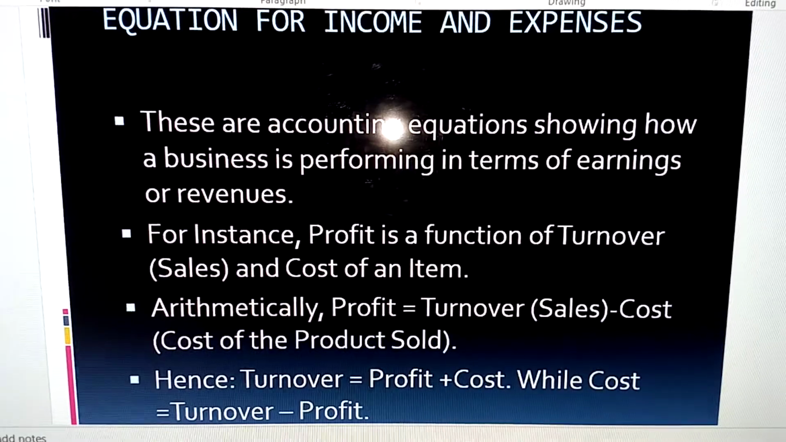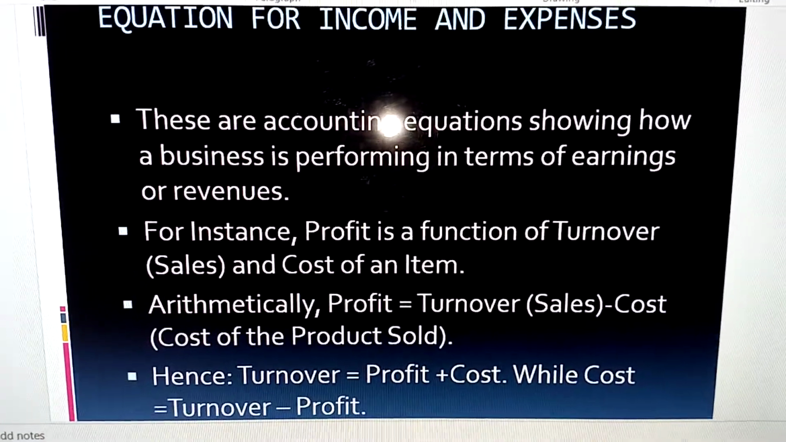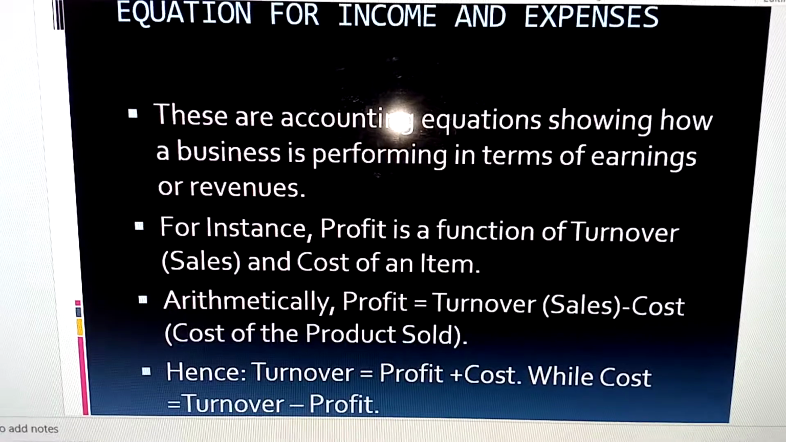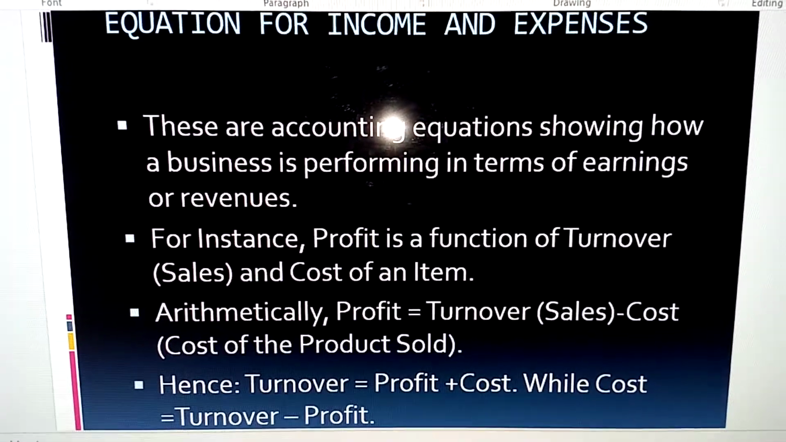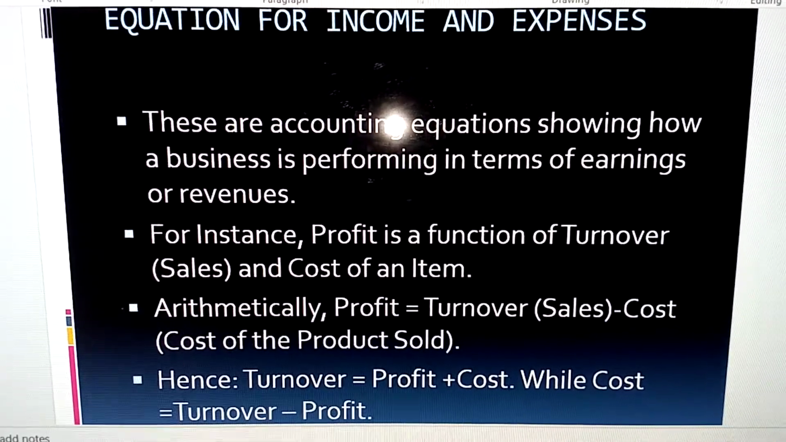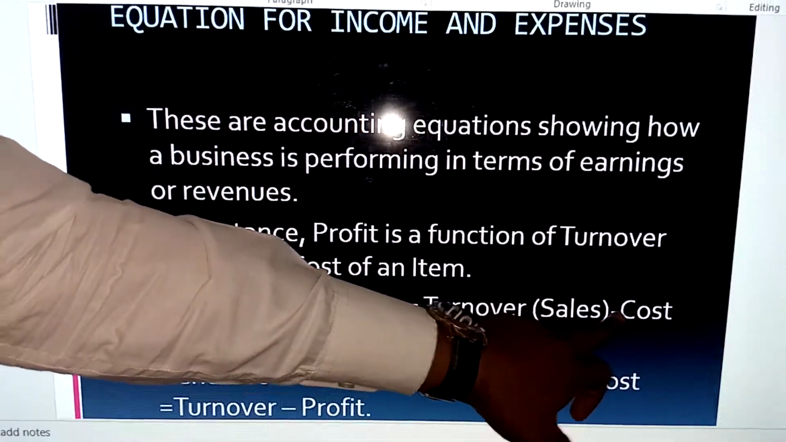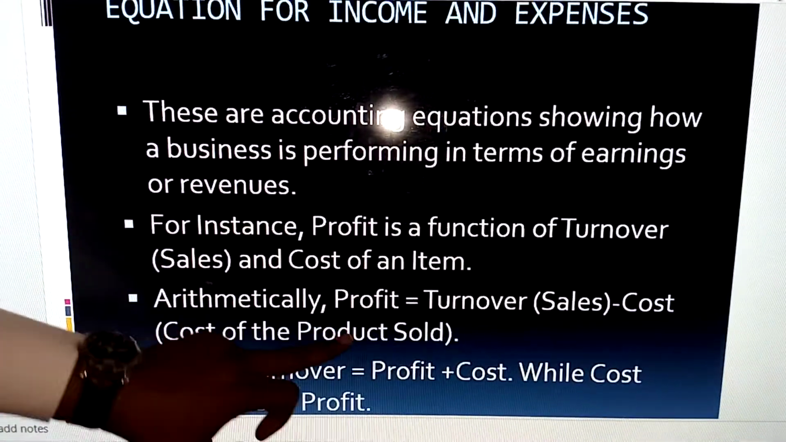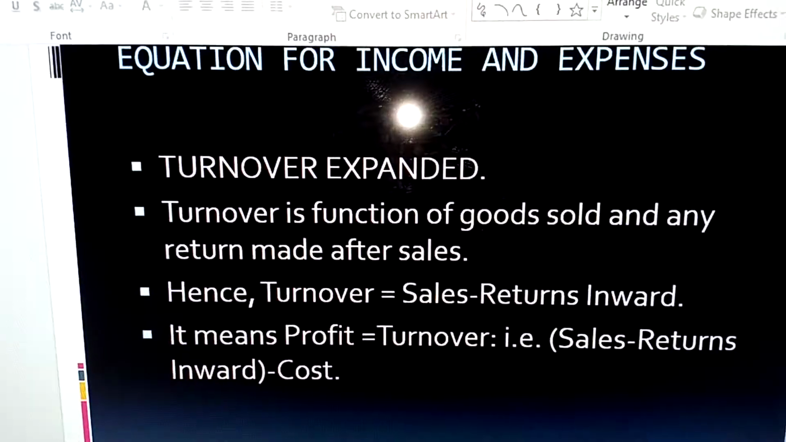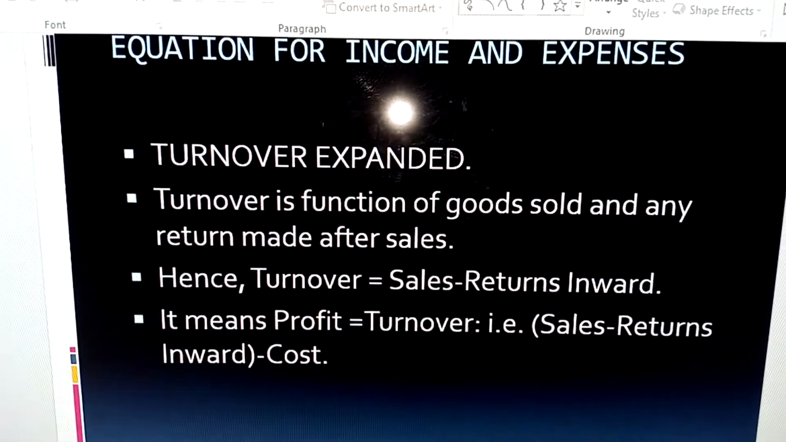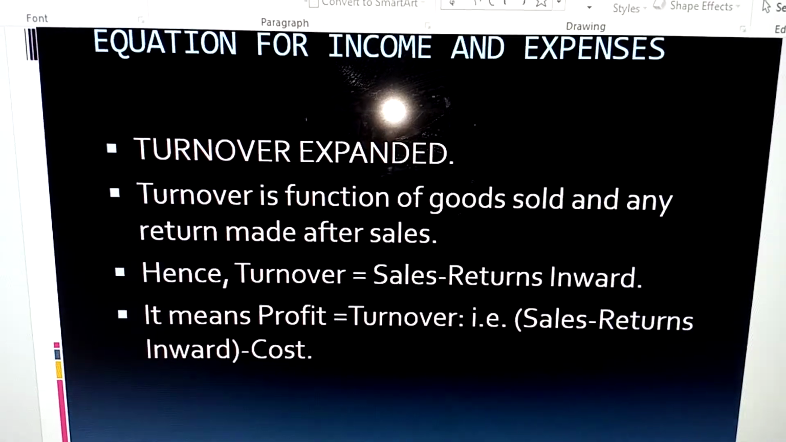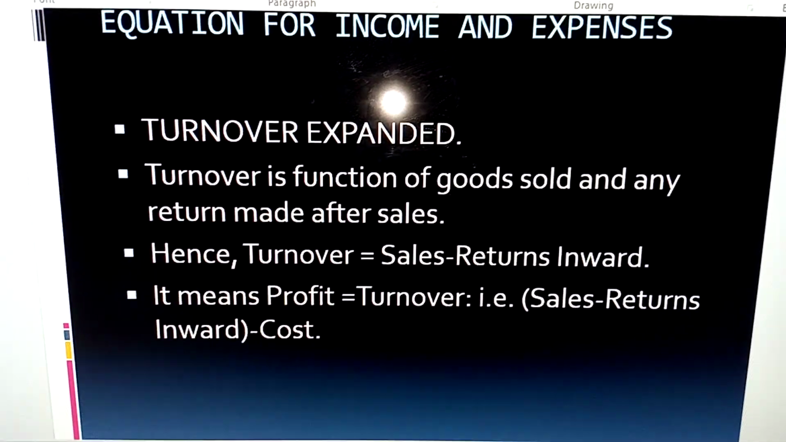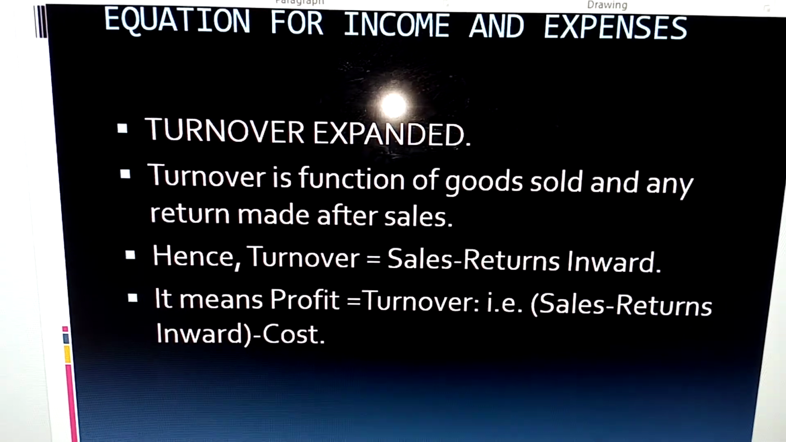But basically, what we are trying to establish here is that for profit to be expressed in a simple equation, we need the turnover, which is the sales or the selling price of the item, and the cost of the same item. That is what is expressed here. Turnover minus cost. Turnover here is the same thing as sales. Cost is the same thing as what? The cost of the product what? Sold. Having established that profit is a function of turnover and cost, which is the same as saying turnover minus cost, we must also understand that turnover has items affecting it.